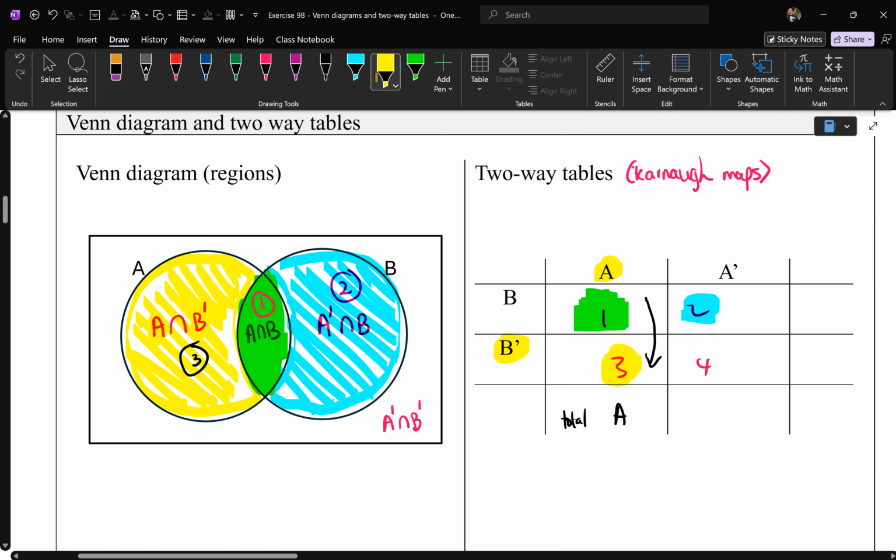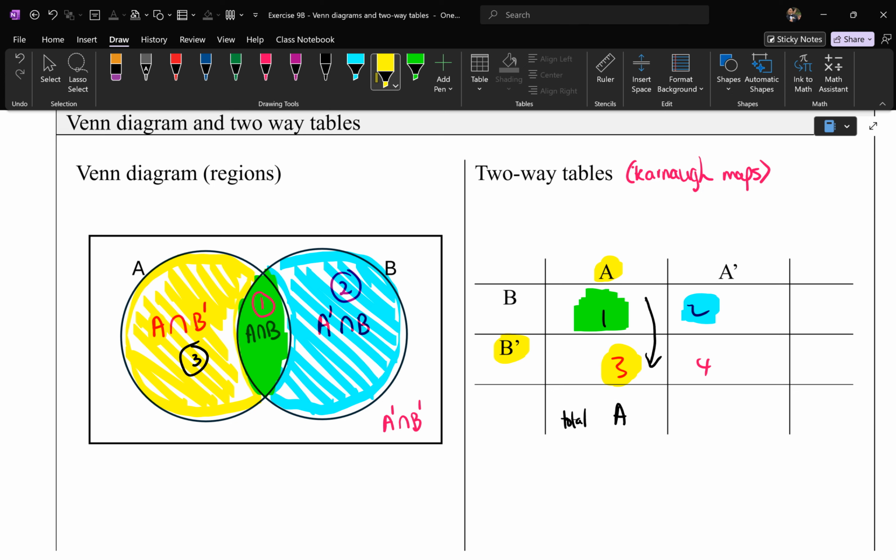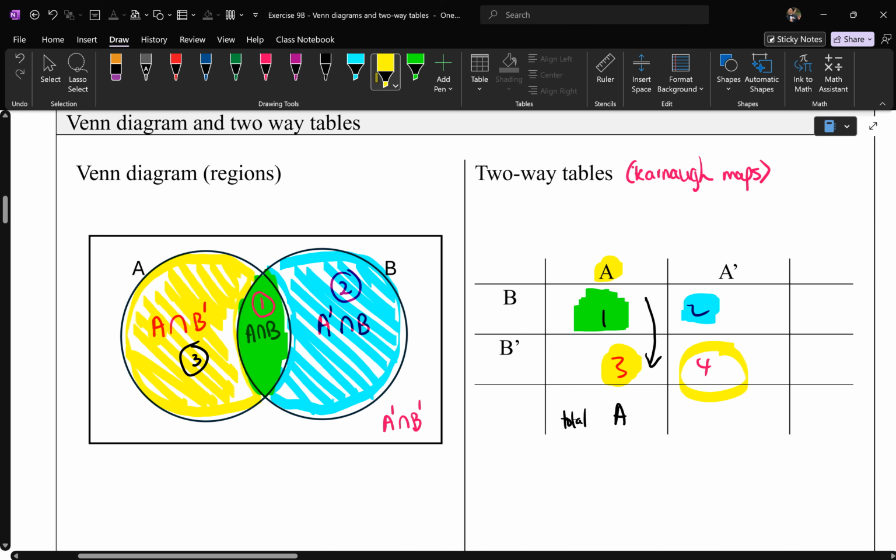There we go. So I've colored the regions. Green is with green, yellow is with yellow, blue is with blue, and white is with white. So not part of A and not part of B falls into this category here. If you follow the two-way table, you can see that if I add regions 1 and 2, so blue and green together, you get a total for B.